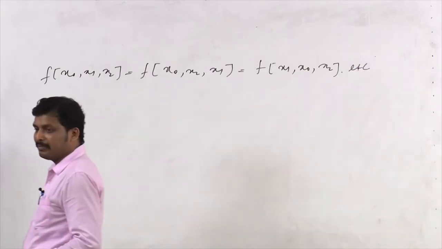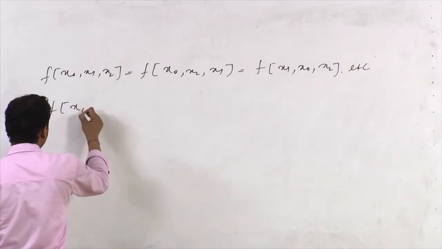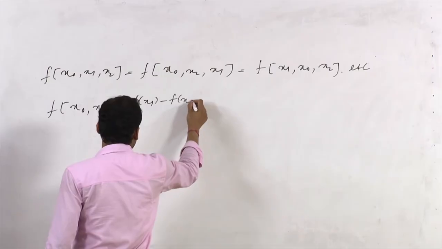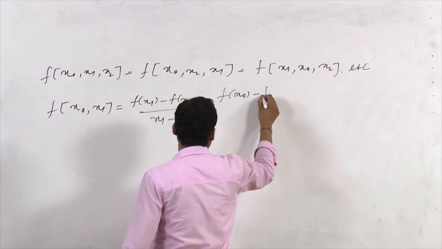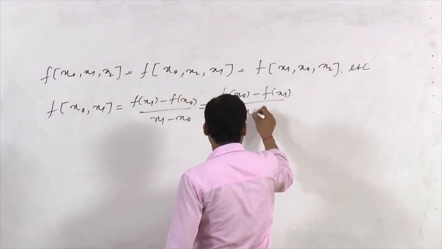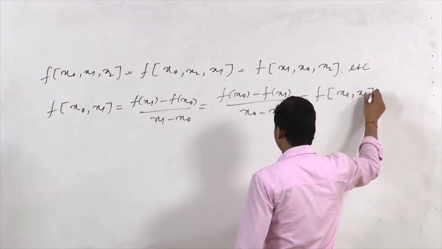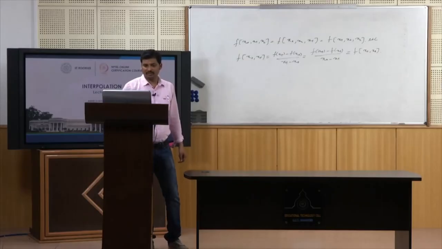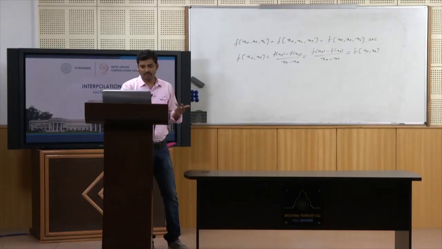So, this can be proved easily. If you see for a first order divided difference, we can write f of x0, x1 as f of x1 minus f of x0 divided by x1 minus x0, or it can be written as f of x0 minus f of x1 divided by x0 minus x1 here. This is nothing but f of x1, x0 here. So, similarly, we can show this independence of the order of arguments in divided differences of order 2, order 3 also.